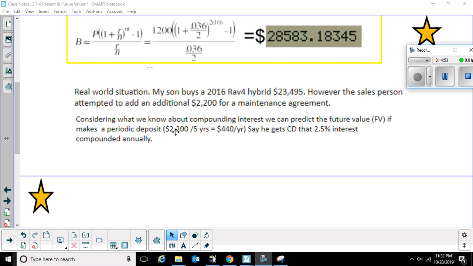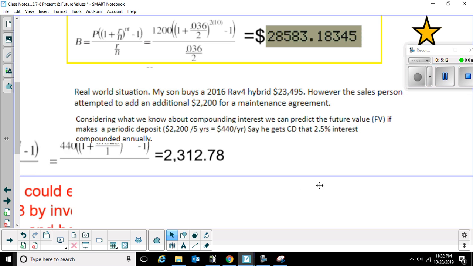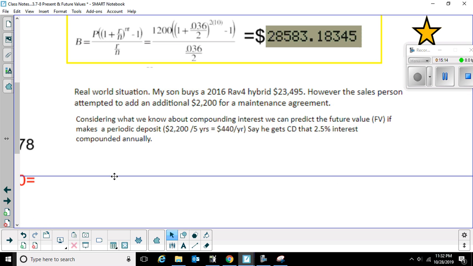So working smart, instead of fronting this 2,200, let's just say that every year we deposit 440 into a CD that's paying 2.5% interest, compounded annually. That's not a lot, that's just once a year. What would the numbers look like? Well, they should look like this.